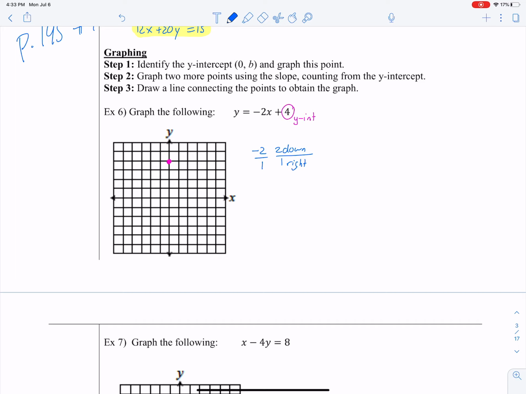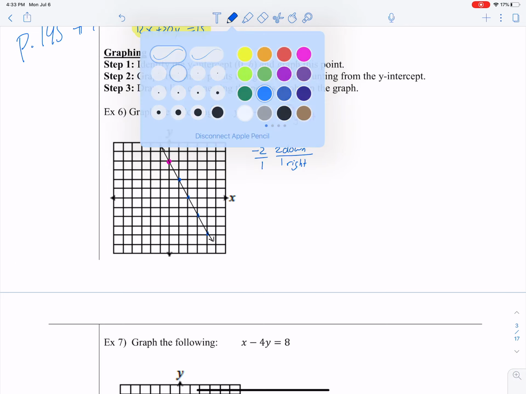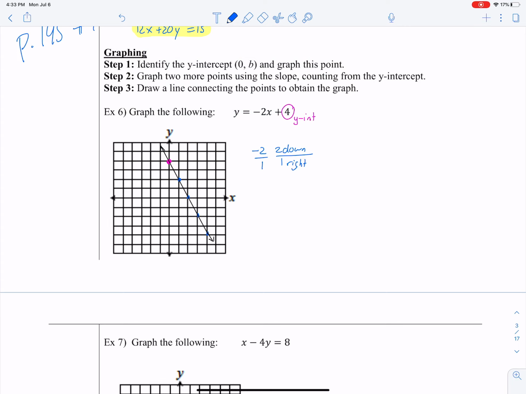I can go 2 down, 1, 2, and 1 to the right. 2 down again, 1 to the right. 2 down again, 1 to the right. Like this. And then I could draw a line through those. Ooh, that's a terrible line. Let's try again. There we go, that's better. Okay, draw a nice straight line through those. So that's graphing if you're given slope-intercept form.